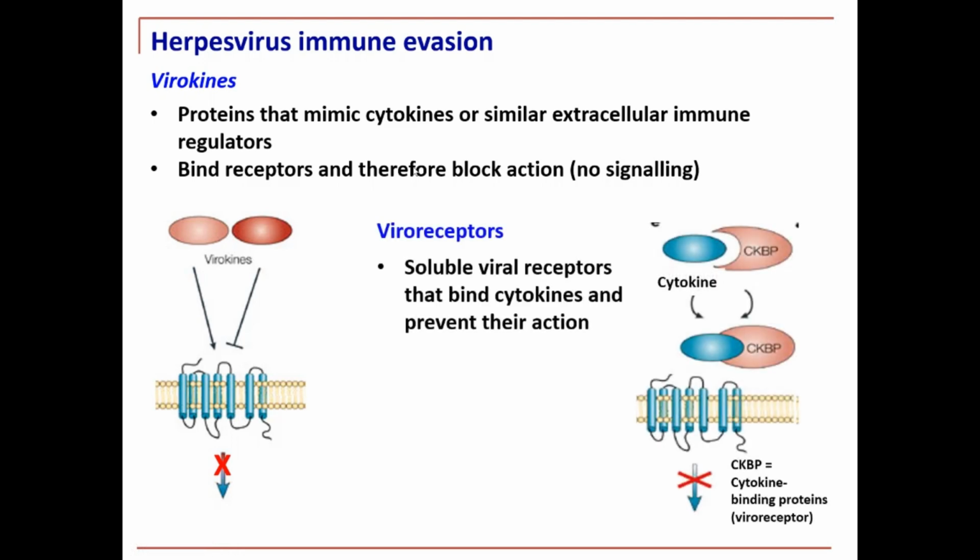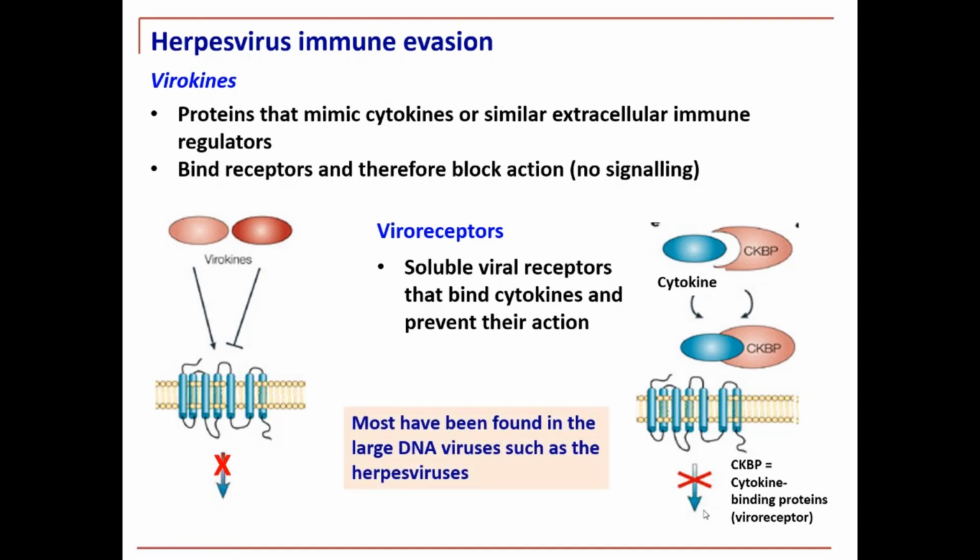You also have the viroreceptors. These are soluble viral receptors that bind to cytokines and prevent their action. So in other words, here is a soluble viral receptor, and it binds cytokines that are produced following an infection and takes them out of the equation, so they can no longer bind to the cytokine receptor and elicit a response. Most of these virokines and viroreceptors have been found in the large DNA viruses, such as the herpes viruses, and that's because they express so many proteins. They have more proteins than just those involved in replication, division, and assembly.